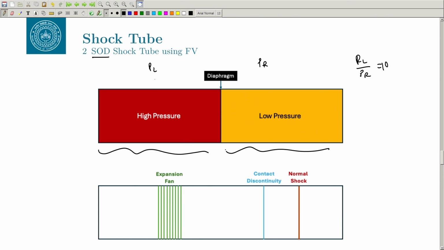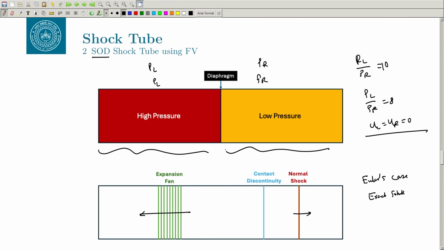The ratio is basically 10, and rho_L and rho_R is basically a ratio of 8, and U_L equal to U_R equal to 0. So, this is the problem that you are working on, and at t equal to 0 the diaphragm breaks, and what will happen is that your shock will travel to the right side and expansion will travel to the left side. So, this is the typical problem, and we know that for the Euler's case, that is the inviscid case, we know the exact solution. We choose this problem always because we know the exact solution and we can compare our solution with the exact solution.